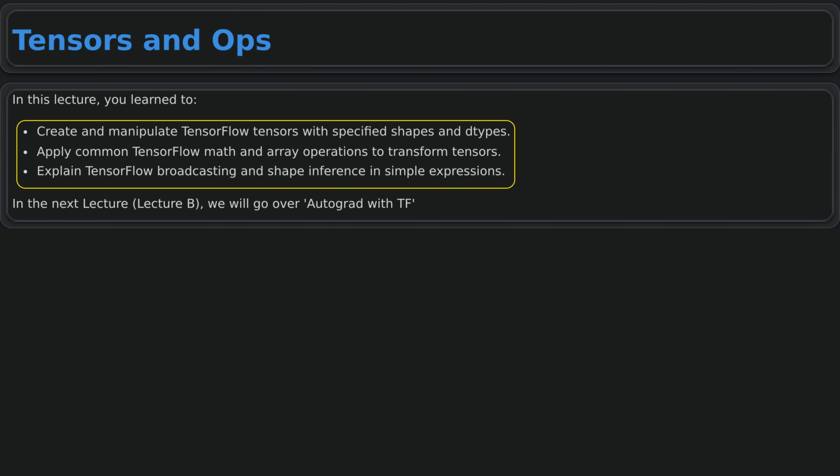In this lecture, you learn to create and manipulate TensorFlow tensors with specified shapes and D-types, apply common TensorFlow math and array operations to transform tensors, and explain TensorFlow broadcasting and shape inference in simple expressions. In the next lecture, Lecture B, we will go over AutoGrad with TF.